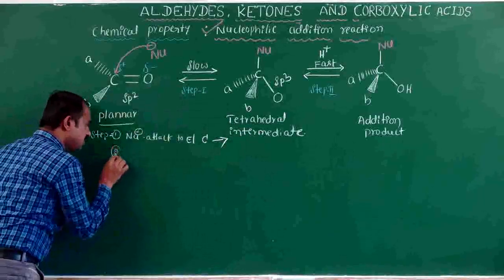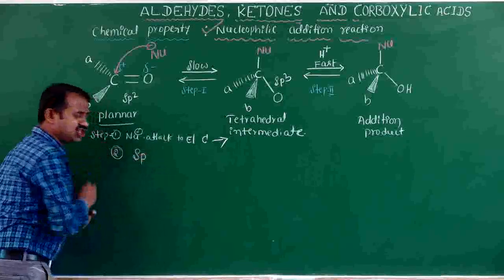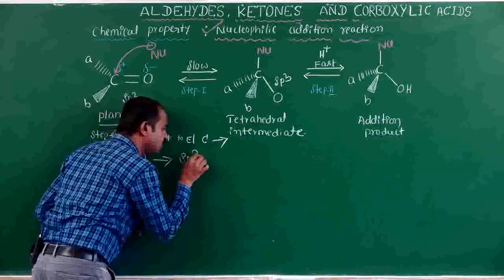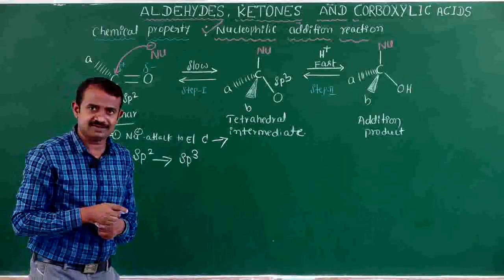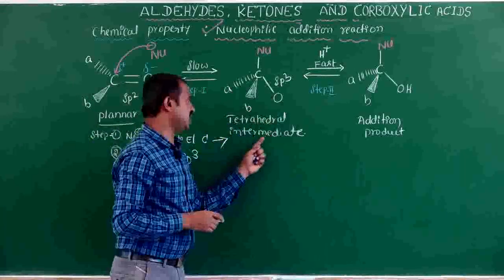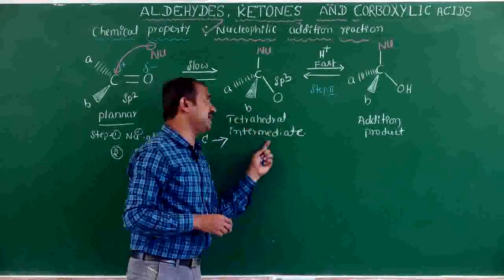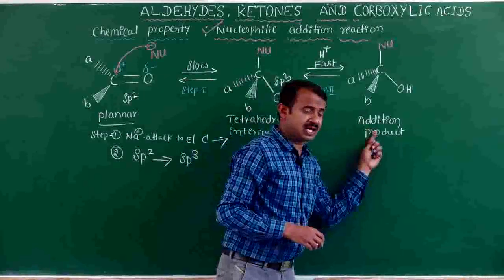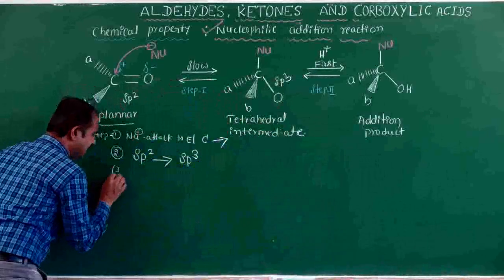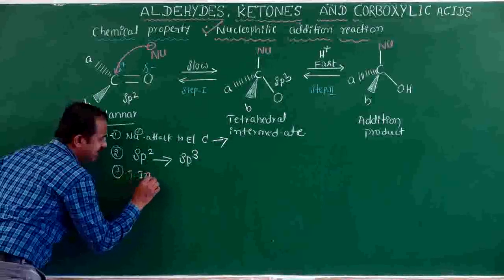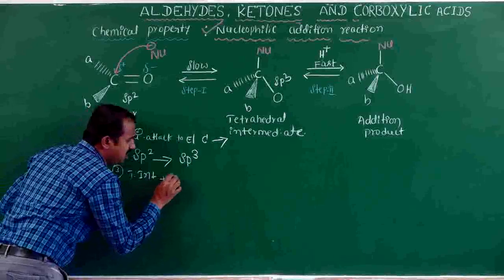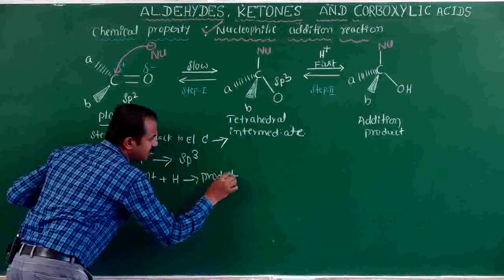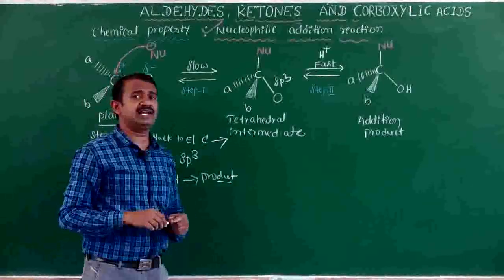Step 2, the second point: the hybridization is changed from sp2 hybridization to sp3 hybridization. Next, the tetrahedral intermediate reacts with an acid to form the addition product. This is a tetrahedral intermediate; it abstracts the proton and reacts with acid to form the product. Okay, this is the nucleophilic addition.